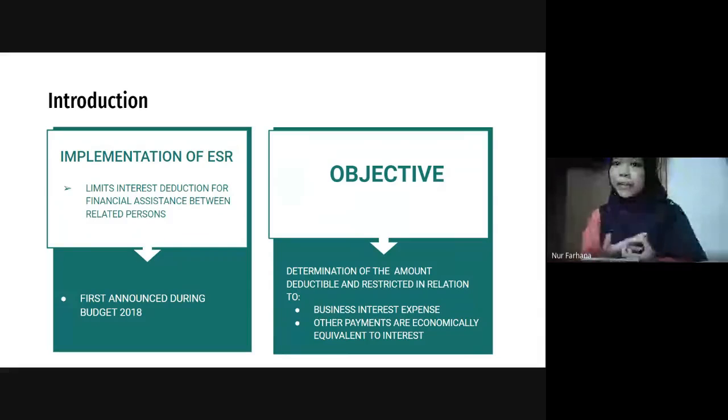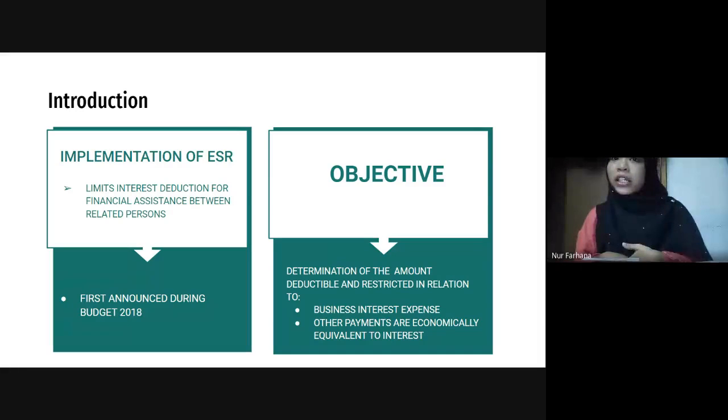Introduction. Most multinational companies have external borrowings, whereby they pay interest expense and other costs. Besides external borrowings, MNCs also have various arrangements within the groups. So the ESR was implemented to limit the interest deduction for financial assistance between related persons. This was first announced during Budget 2018 to ensure that business expenses correspond with business income.